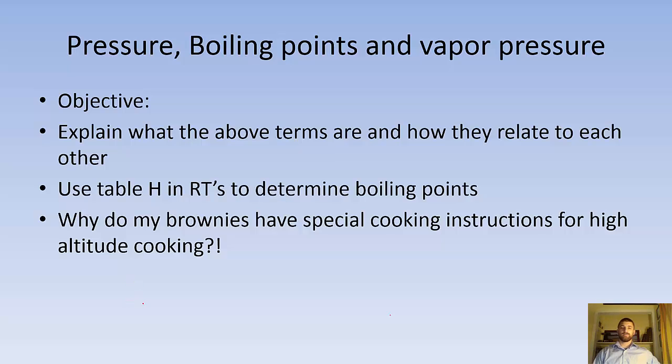We're going to look at pressure, boiling points, and vapor pressure. So the objective of this video is to hopefully get you guys to be able to explain what the above terms are and how they relate to each other: pressure, boiling points, and vapor pressure. Use Table H in the reference tables to determine boiling points, and answer an interesting question: why do my brownies have special cooking instructions for high altitude? It's like if you're above this elevation, then cook this way. It's weird. Why?